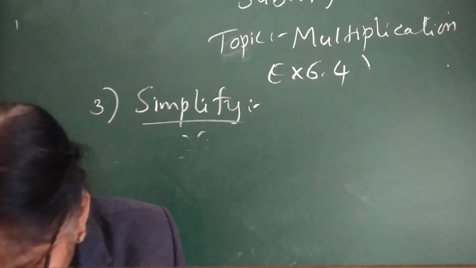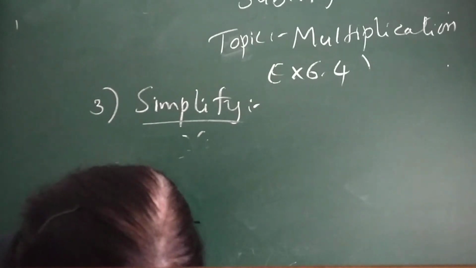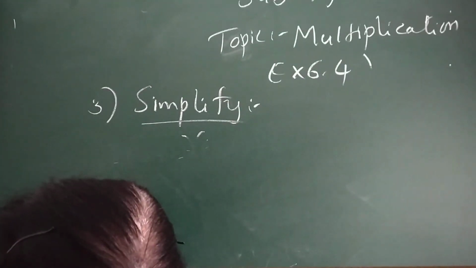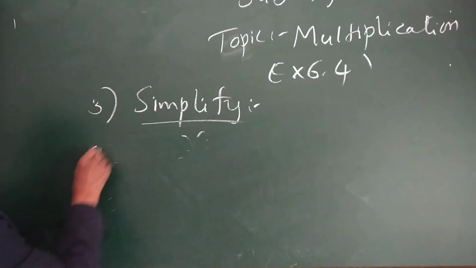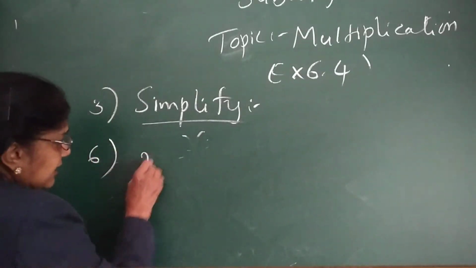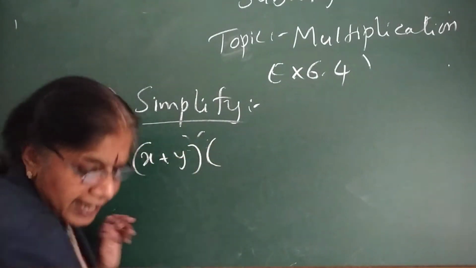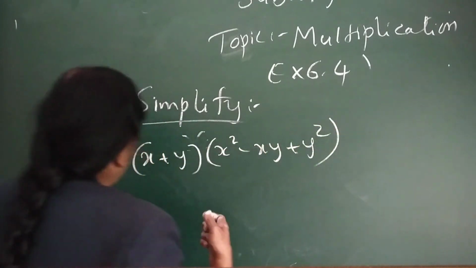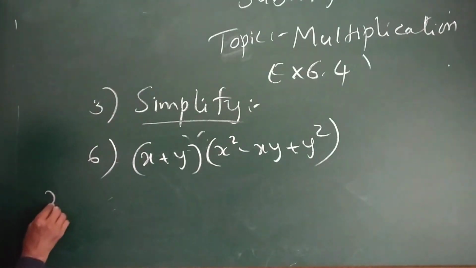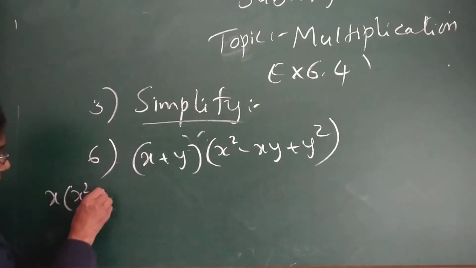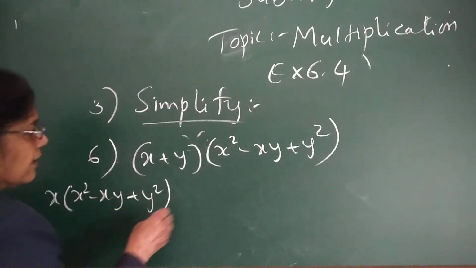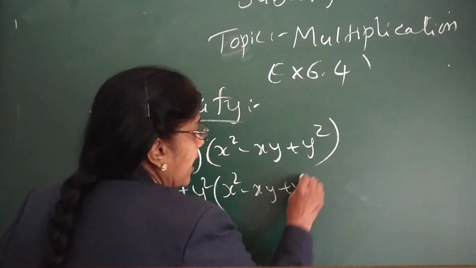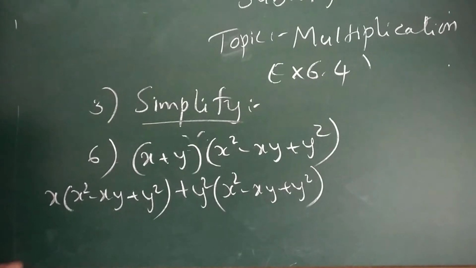Now, one more sum we will see regarding this simplification, that is binomial by trinomial. That sum we will see. So that is sum number 6. What does sum number 6 tell? Let us see. (X plus y) is given in the bracket (x square minus xy plus y square). So distributive property: x in the bracket (x square minus xy plus y square) plus y in the bracket (x square minus xy plus y square). What shall we do? Remove from the bracket.